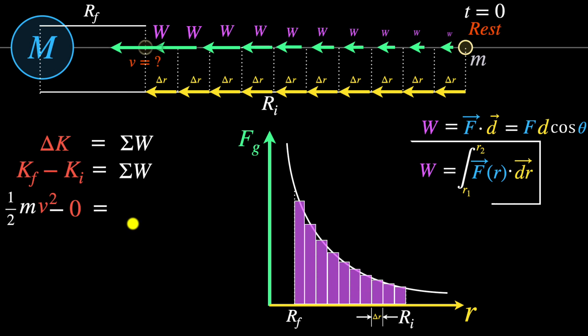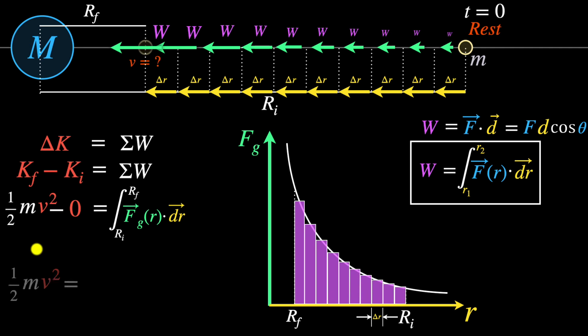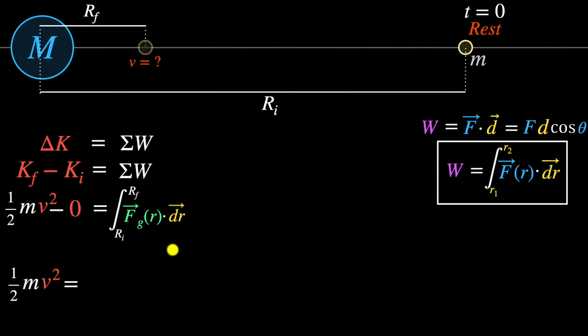So coming back over here, what's the work done by gravity? Well, it's going to be the line integral of Fg dotted with dr along the object's path. And what are the bounds? The lower bound is the initial position ri, and the upper bound is the final position rf. So that simplifies to the left-hand side becoming half mv squared, and now we need to evaluate this integral. So let's clean things up a little bit.